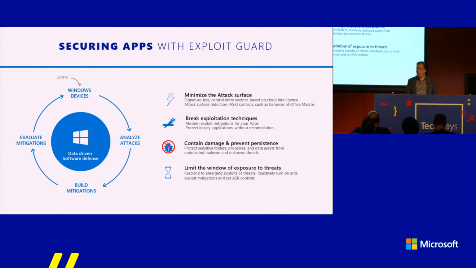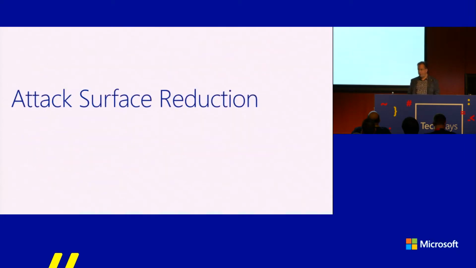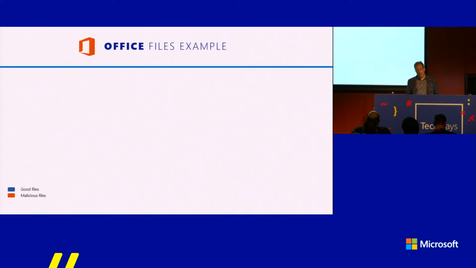So I'm going to take you on a whirlwind tour of the different feature groups that we have in Exploit Guard, and I only have 45 minutes, so we're going to have to keep moving pretty quickly. The first one is attack surface reduction, which is really about how we limit what an application is able to do. The big example we see today is in Office, because even with application whitelisting, it's really hard to defend against the Office applications you may have.